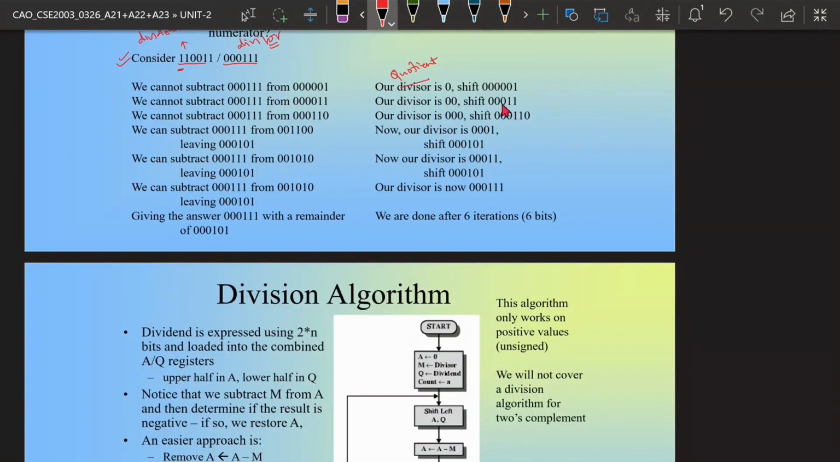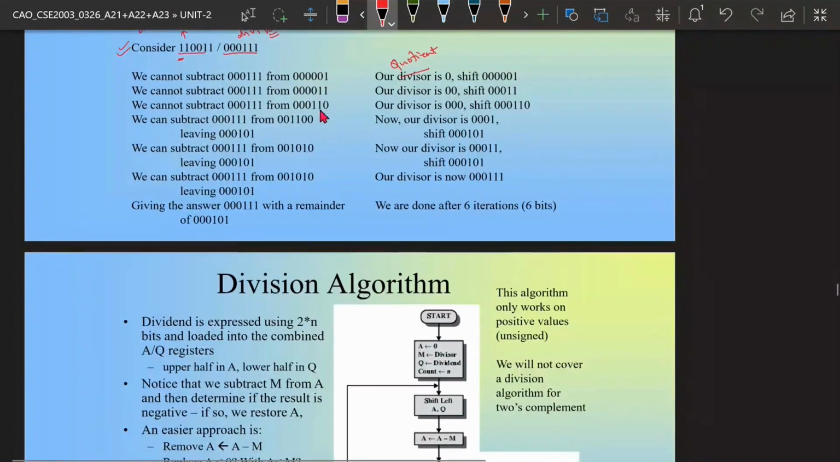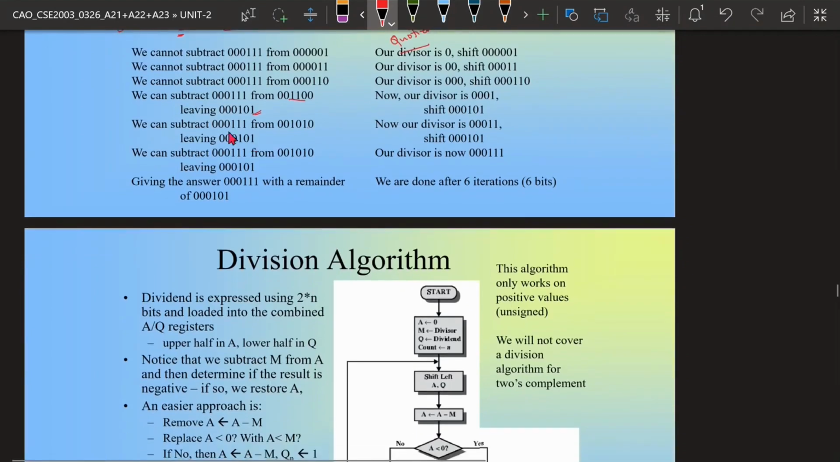Like that, once we keep on shifting, we obtain 1100, and then it can be subtracted. This number is less than this one, so now we are able to subtract. Once we subtract it, the remaining will be this value. After subtraction, once we are able to subtract 1 time, we make the quotient 0, 0, 0 and then 1 we will be putting. And again we will be shifting this one. After shifting, again we will be checking whether we can subtract this number or not.